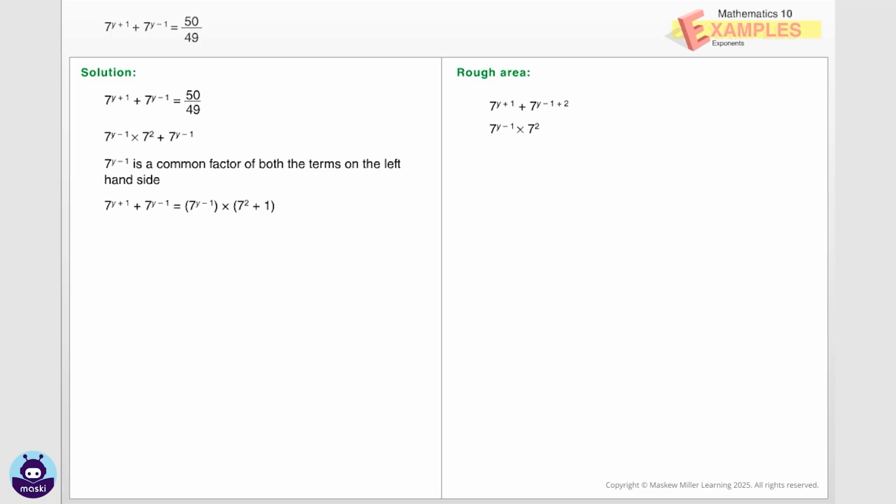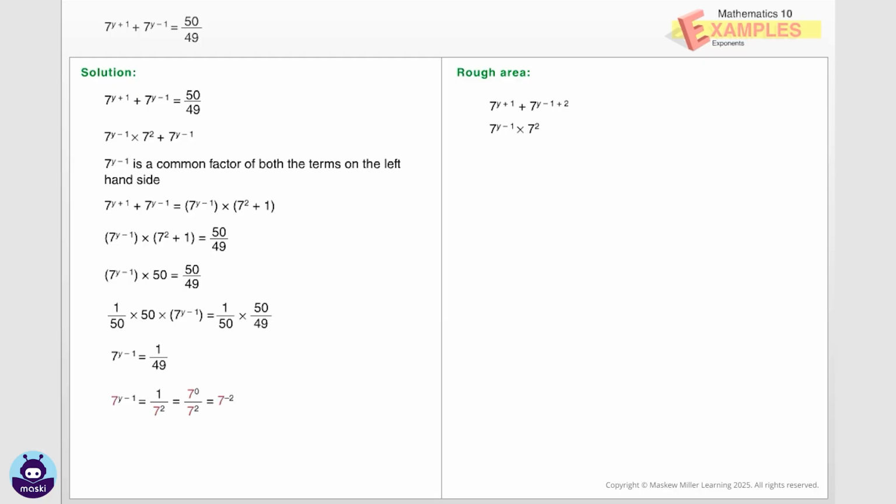Now equating this to the right-hand side, and multiplying both sides of the equation by 1 over 50, we get 7 to the power y minus 1 equals 1 over 49. Simplifying further, since the bases are the same, we can equate the exponents. Therefore, y minus 1 equals negative 2, or y equals negative 1.